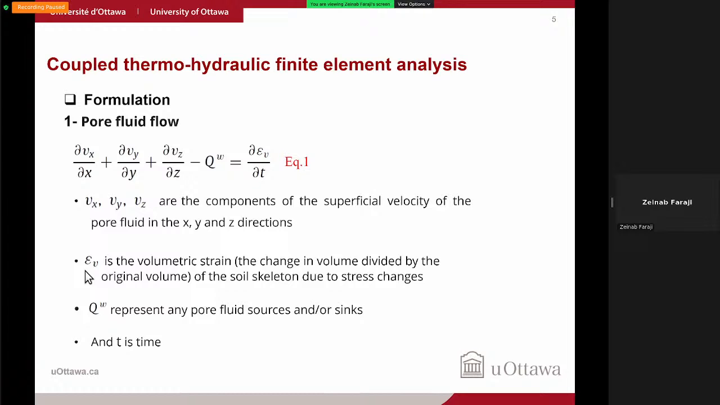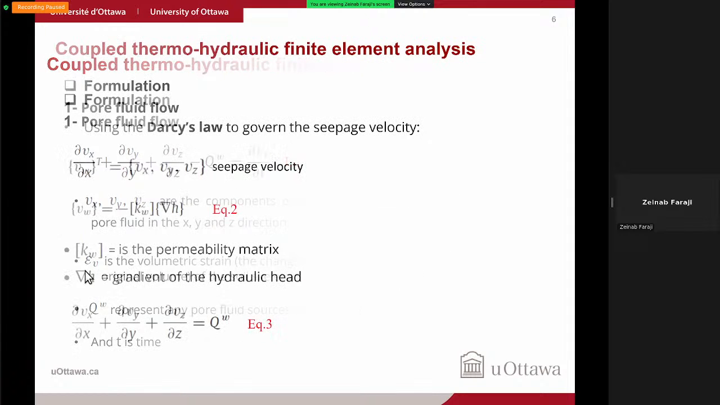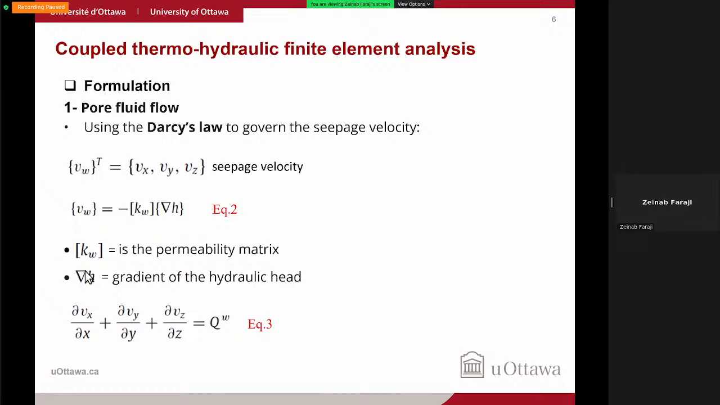In this equation, v_x, v_y, and v_z are the components of the velocity in different directions, epsilon_v is the change in volume divided by the original volume, q represents all pore fluid sources, and t represents the time. In order to govern the formulation for pore fluid flow, we can use Darcy's law.